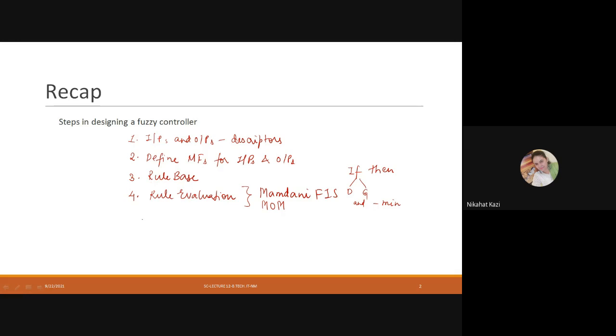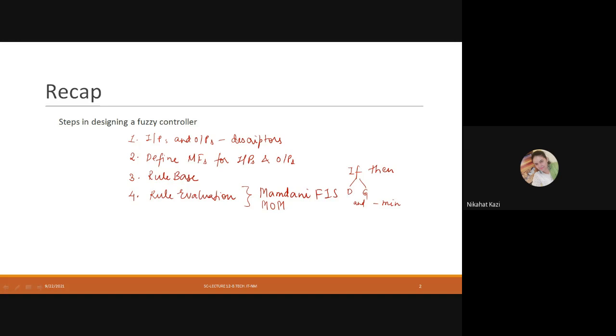When you are evaluating the rules, you are finding out which of the rules in your rule base are actually firing for a given input value or a given set of input values, and to what extent they are firing. That is what you do as part of the rule evaluation.